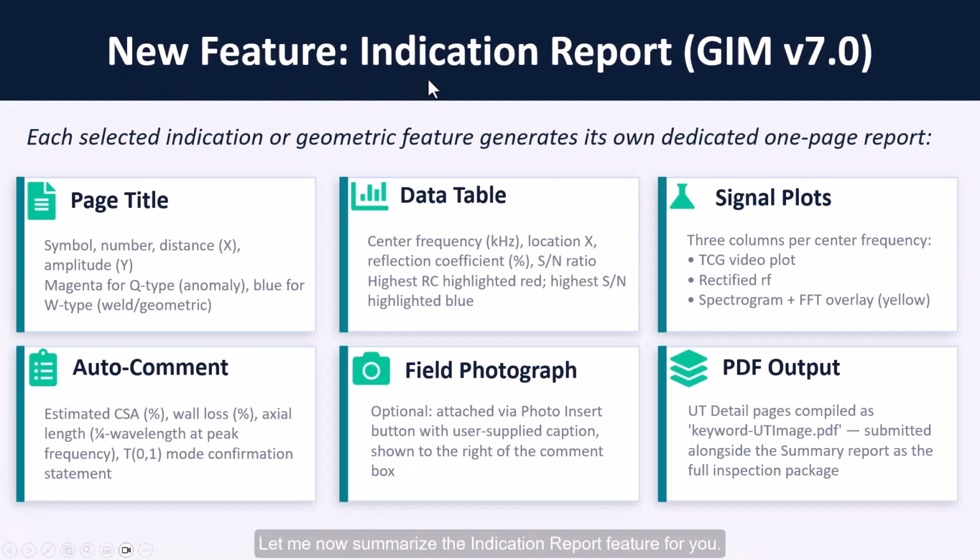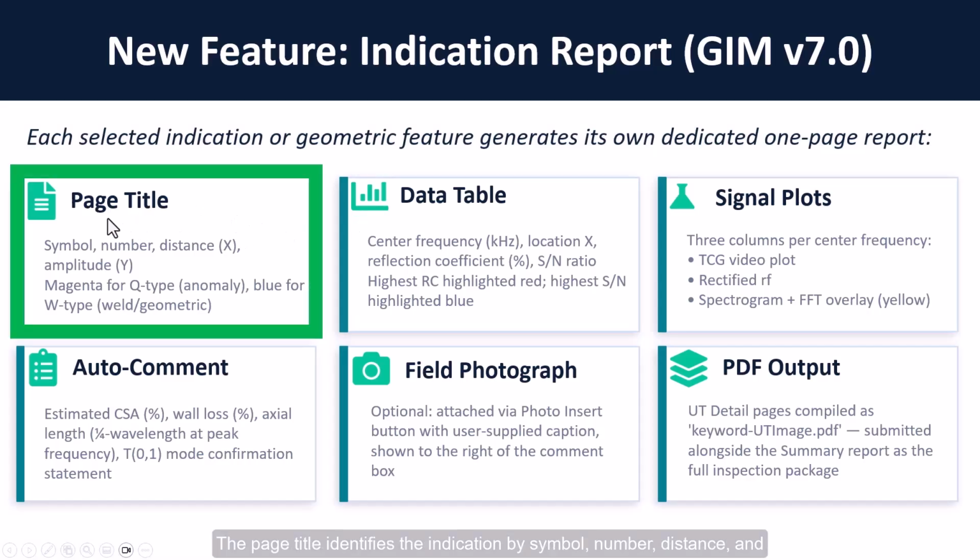Let me now summarize the indication report feature for you. Each selected indication generates a dedicated one-page report with 6 components. The page title identifies the indication by symbol, number, distance, and amplitude, in magenta for Q-type anomaly indication and blue for W-type geometric feature such as welds.